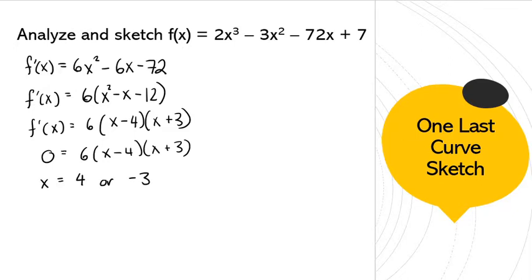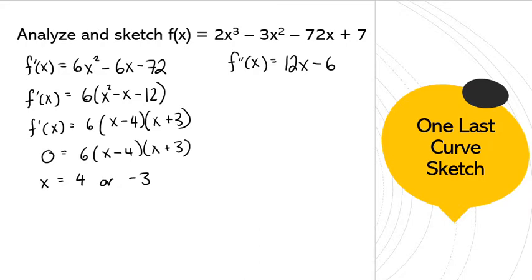So what have I found? I know that I have maximums or minimums at the point x equals 4 and the point when x is negative 3. Before I do anything with that, I'm just going to continue on and find the second derivative, looking at the first derivative and differentiating again. 6x squared becomes 12x, minus 6x becomes 6, and the negative 72 disappears.